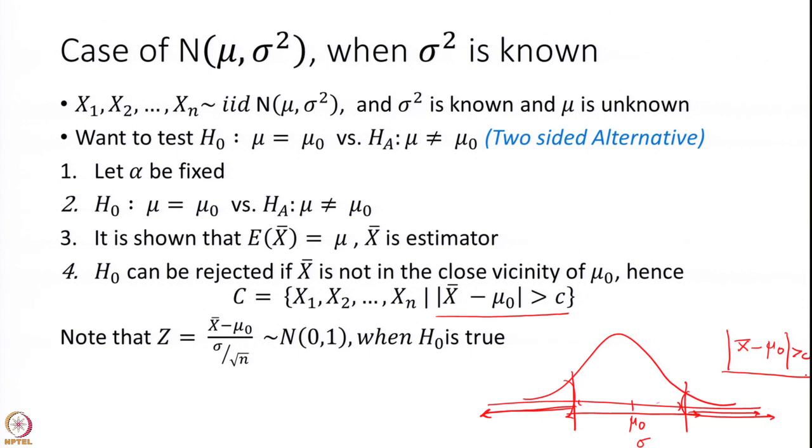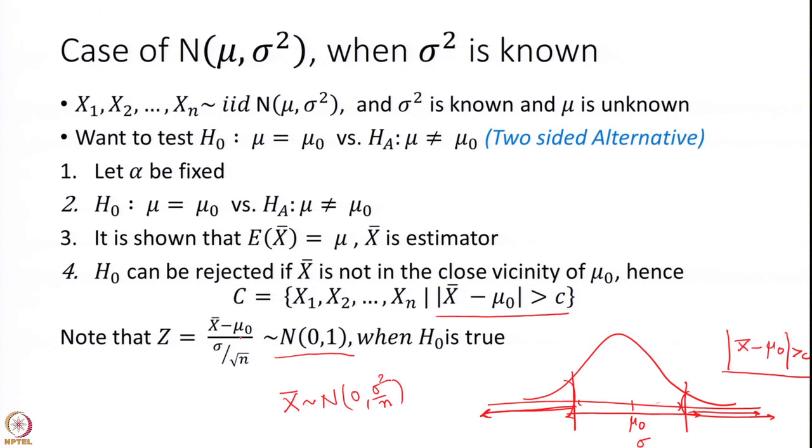Now what I find is that if I take x bar minus mu 0 and divide it appropriately by sigma divided by square root n. Remember, x bar is distributed as normal with mean mu and variance sigma square by n. So if I take z equal to x bar minus mu 0 divided by sigma over square root n, then it is distributed as normal 0, 1 if H naught is true, that is if mu is equal to mu naught.